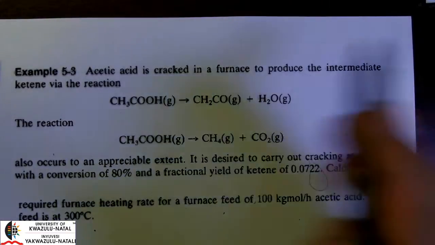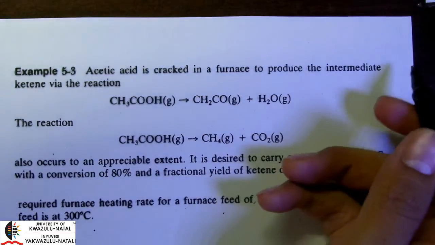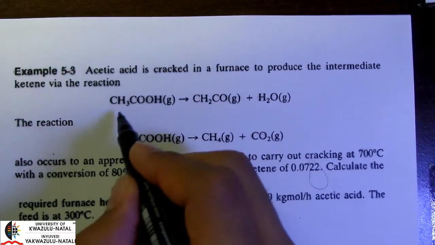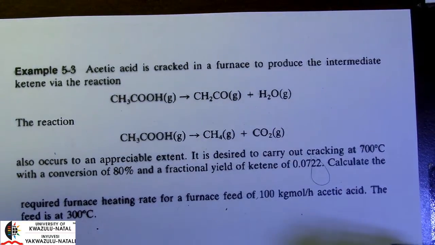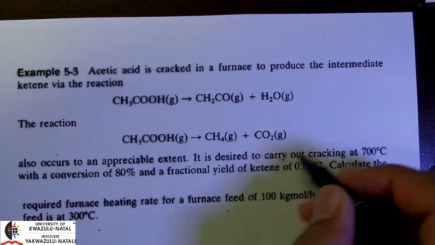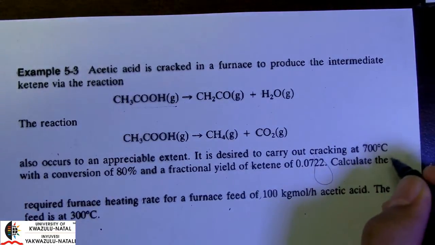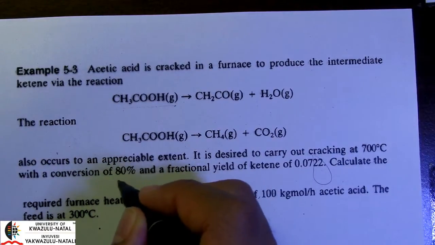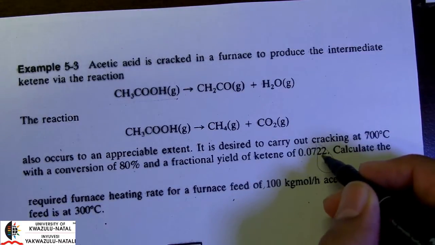Now let's look at an example of acetic acid being cracked in a furnace to produce ketene. Okay, and this is a multiple reaction system. So we have the first desired reaction, but we also have a side reaction occurring to an appreciable extent. Okay, and they've told us that it is desired to carry out the cracking of this acetic acid at 700 degrees Celsius. Okay, and a conversion of 80% will be obtained, as well as a fractional yield of 0.0722.